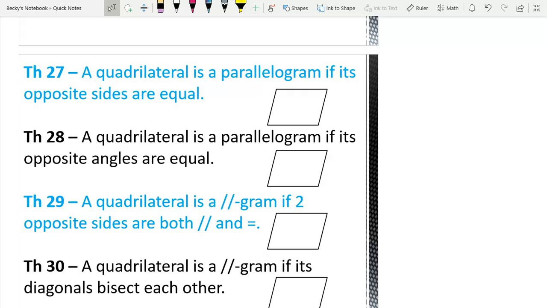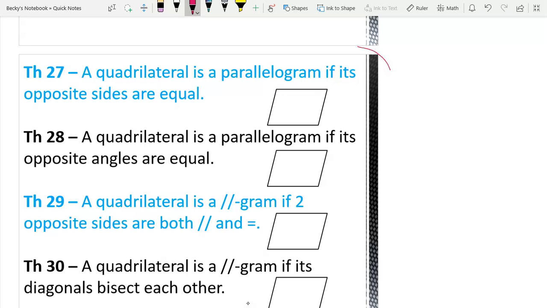In the first one, theorem 24, the quadrilateral is a parallelogram if its opposite sides are equal. A lot of people get this one confused with theorem 25. Theorem 25 says the opposite sides and angles of a parallelogram are equal. We're not using theorem 25 or 26. On those, they already tell you that it's a parallelogram.